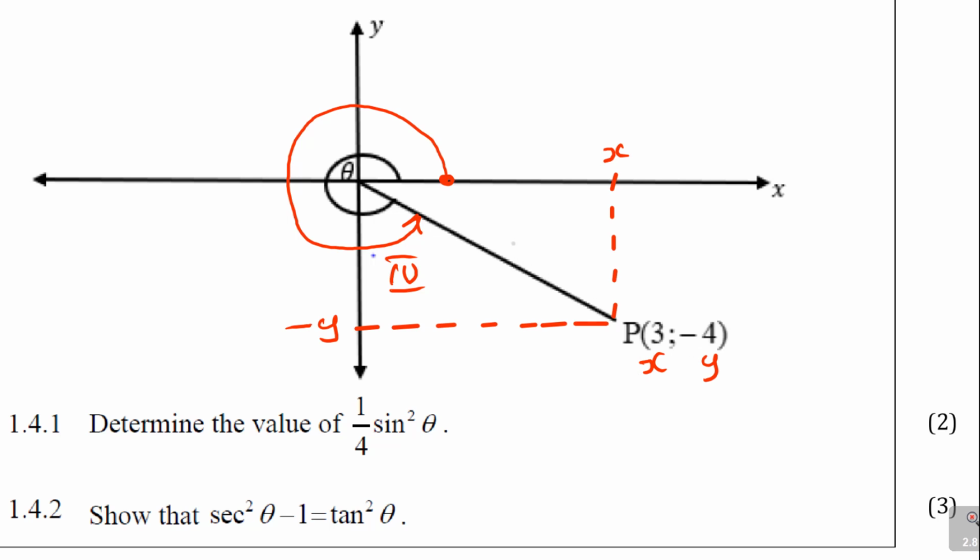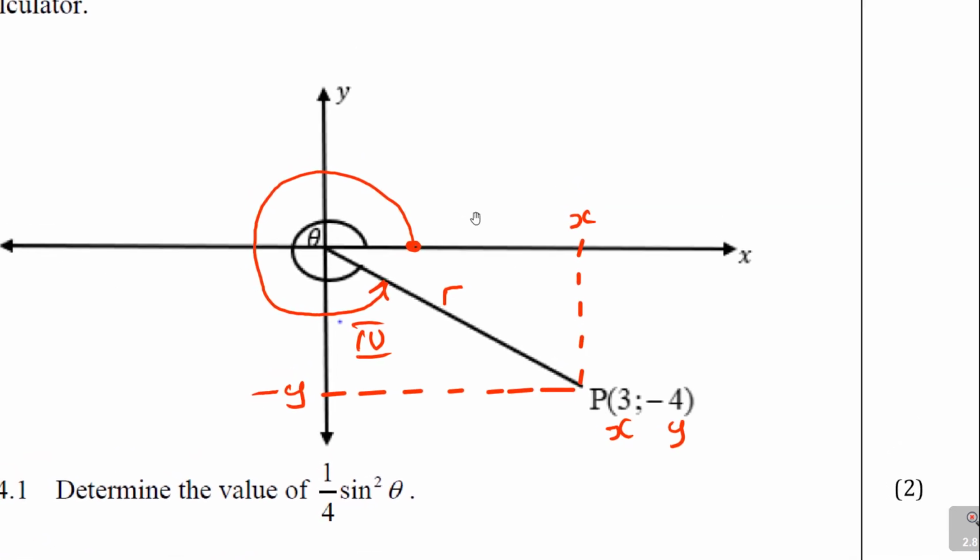Alright, so automatically, then this distance r. You need to find that distance r. They will want you to do that. The first question says, determine the value of that. But whenever they give you x and y, just go on and find distance r, meaning r squared is x squared plus y squared.